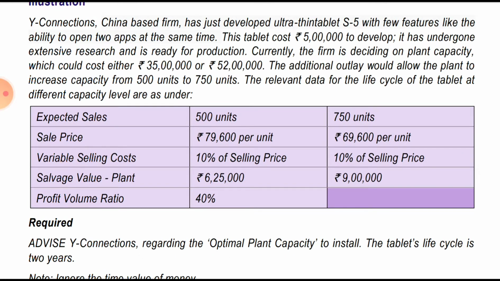So one for 500 capacity, one for 750 capacity. In the above para they have given the cost also. So first we will write the selling price as such. For selling price they had given 79,600 into 500 units.